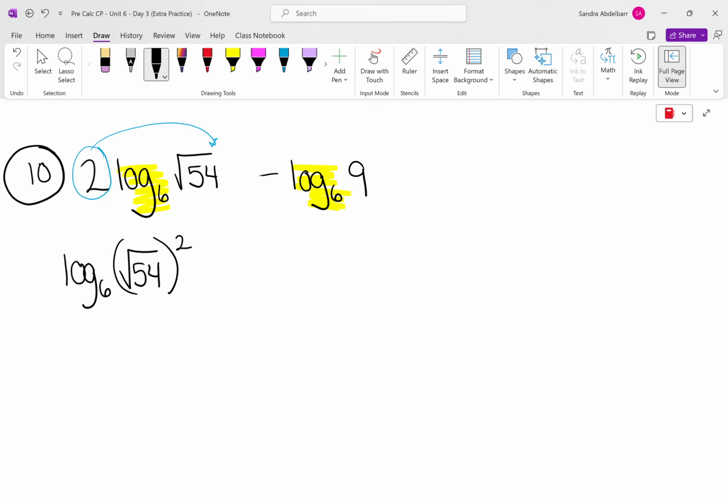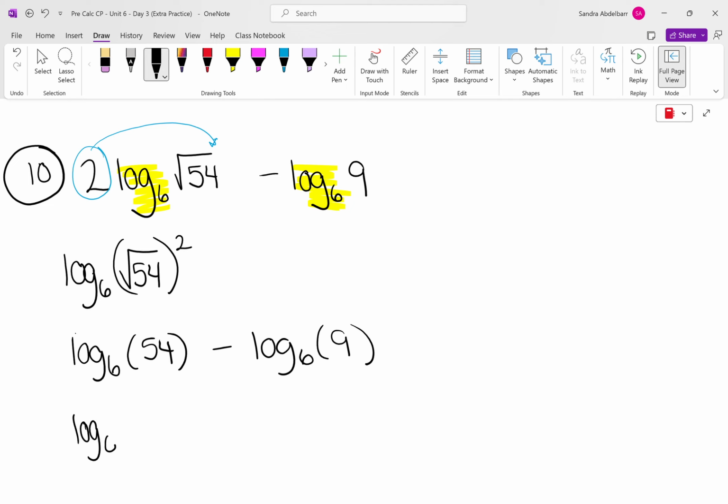But good. What happens when you square a radical square root? Doesn't that just cancel out the square root? So this just becomes log base 6 of 54 minus log base 6 of 9. How do I condense this? It's log subtraction with the same base, so I could pull out just 1 log 6 and do what with the arguments? Divide them.